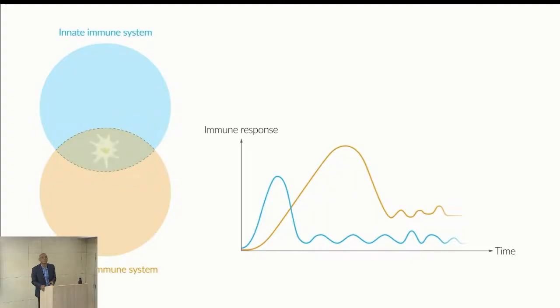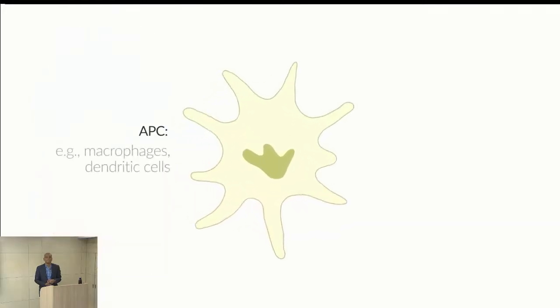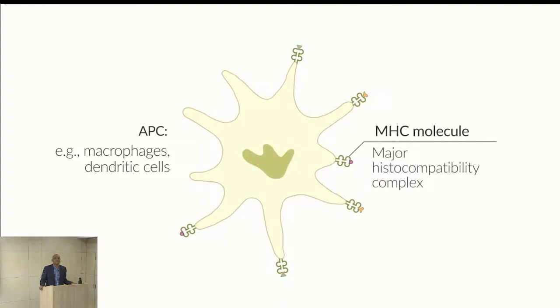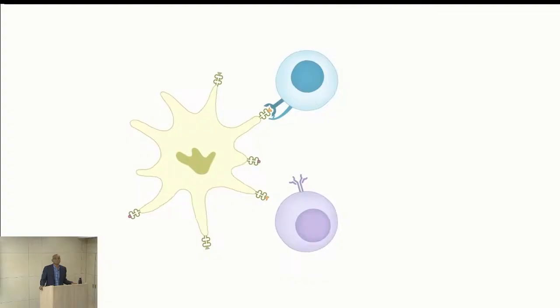Antigen-presenting cells, such as macrophages and dendritic cells, represent the intersection between the innate and adaptive immune systems. These cells take up microbial components, known as antigens, process them, and present them on the cell surface via MHC molecules, which stands for Major Histocompatibility Complex. As a result, the adaptive immune system is activated. How macrophages and dendritic cells present antigens can be seen in our video on antigen presentation.